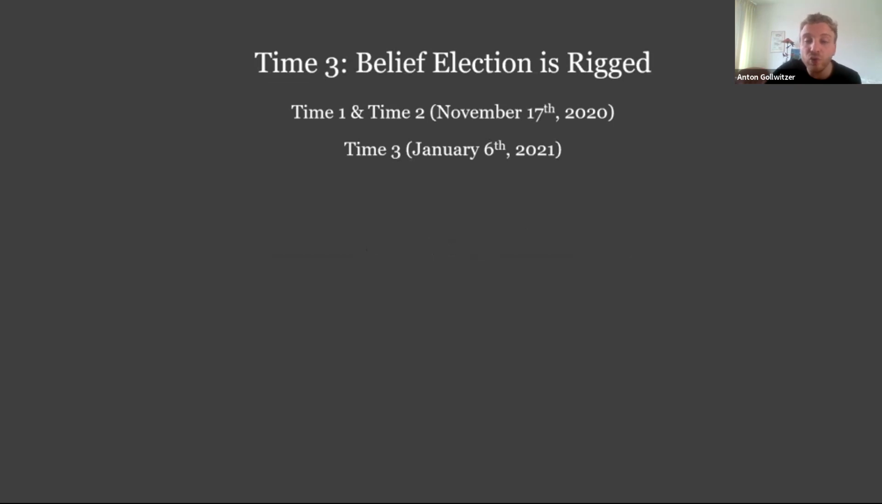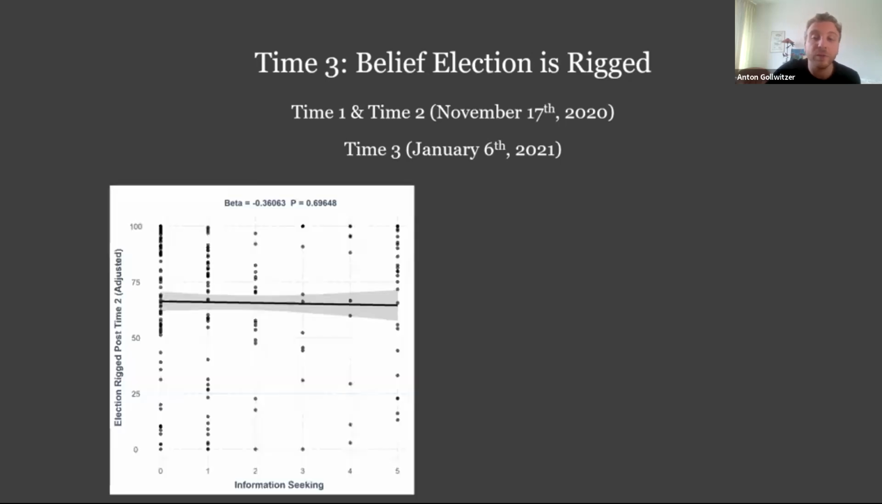And there are 2 quick findings I'm going to show you here. The first thing, and this, by the way, is not surprising, is that our intervention, the counter evidence task, does not appear to have long-term effects. I mean, it'd be kind of crazy if it did. So specifically, we find that information seeking, in terms of how many counter evidence links participants clicked, does not predict the rigged election beliefs 2 months later. Remember, it did in our one time point study, but not 2 months later. So there doesn't really seem to be a long-term impact of this task.